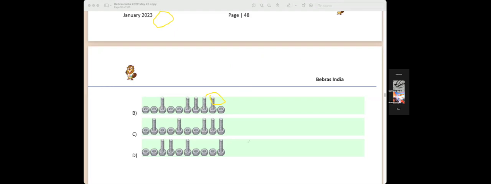In option D, too many nuts come, which means this bolt will attach to this one, this one will attach to this one, and this one will attach to this one. But two nuts are extra, which means the only option that will cause no things to go wrong for Peanut will be option C.